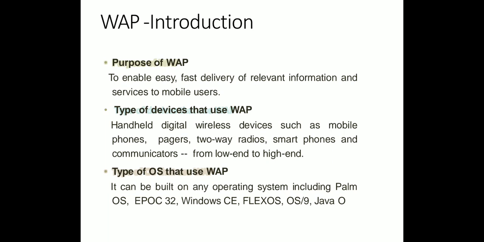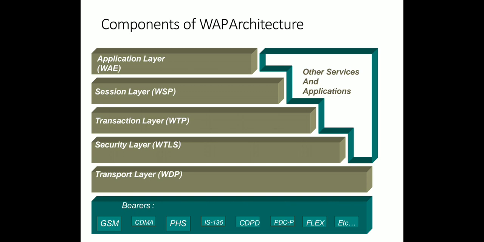The operating systems that use WAP include Palm OS, EPOC 32, Windows CE, FlexOS, OS/9, Java. These are some operating systems that can be built with the WAP standard. Then there are some components for building the WAP architecture. WAP mainly involves the WAP gateway, HTTP web server and WAP devices.